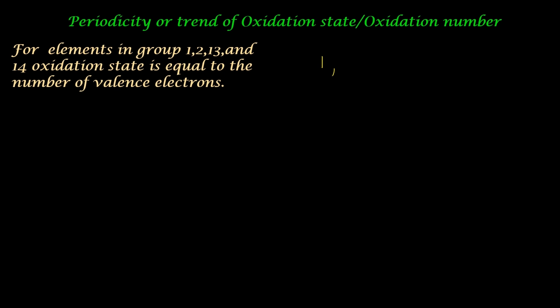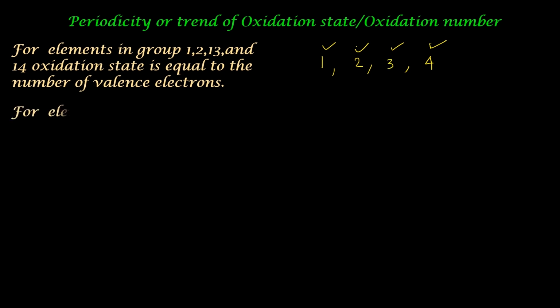So the oxidation states of the elements will be 1, 2, 3 and 4 for first group, second group, 13th group and 14th group respectively. So we find the oxidation state increases from 1 to 4, from first group to 14th group. The sign of the oxidation state for first group, second group and 13th group is generally positive. In general, we have to remember the sign of the oxidation state will depend upon the electronegativity of the other element with which it is combining to form the compound.